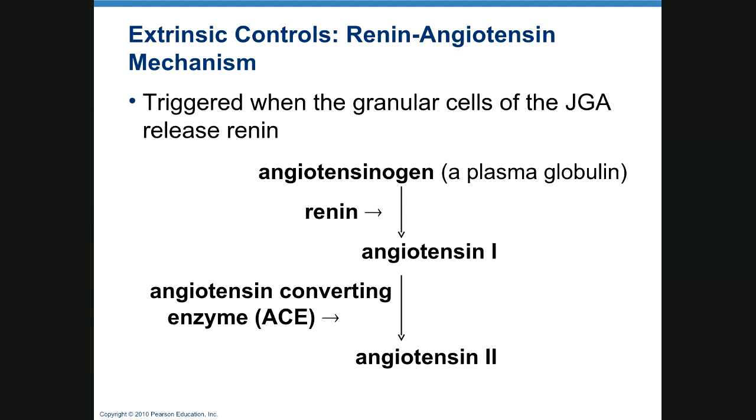Okay, now, the renin-angiotensin system. Okay, angiotensin is a protein that floats around in your bloodstream. Renin comes in here, causes angiotensin 1 to be converted, by angiotensin converting enzyme, into angiotensin 2.